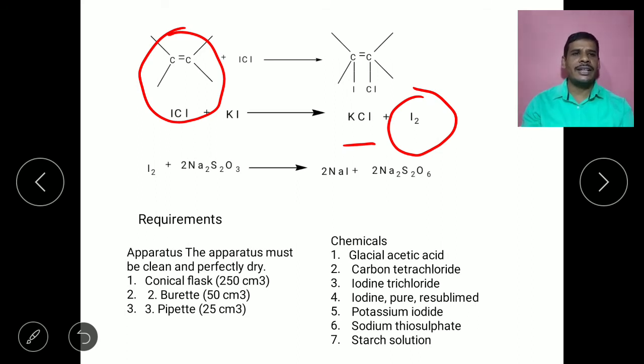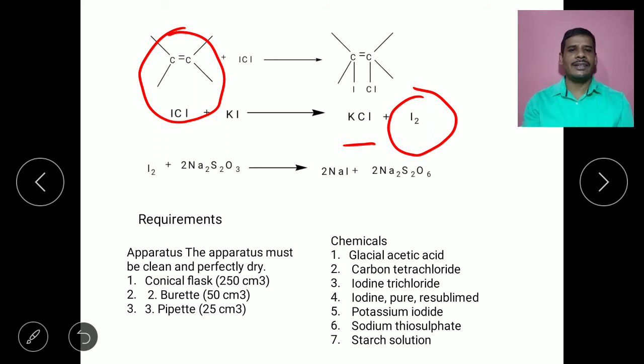In the first case, there is addition of ICl across the carbon-carbon double bond. After that, the excess ICl is treated with the KI, and iodine is liberated, and this liberated iodine is titrated with the sodium thiosulfate solution. Such a titration we can call an iodometric titration, because iodine is liberated in this case.